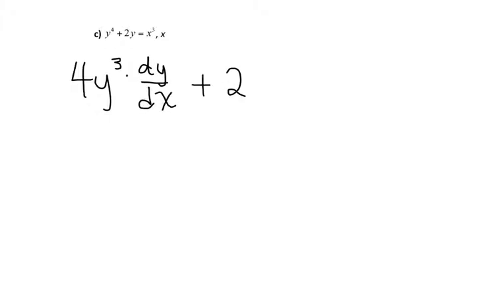Okay, again chain rule, 4y cubed times derivative of y with respect to x plus 2 times derivative of y with respect to x equals 3x squared. So I can just take the derivative of x cubed because it's only in terms of x.